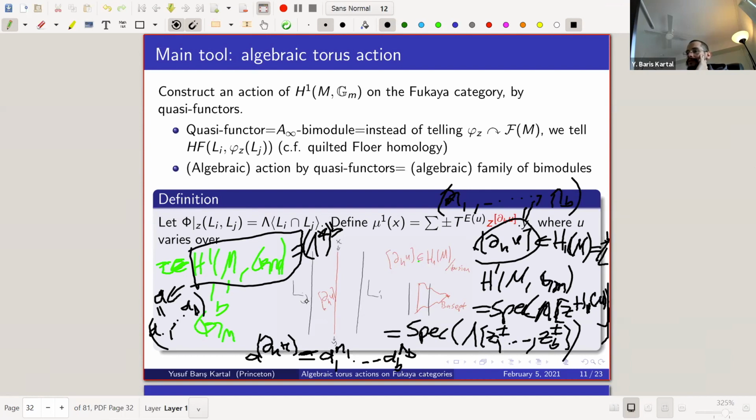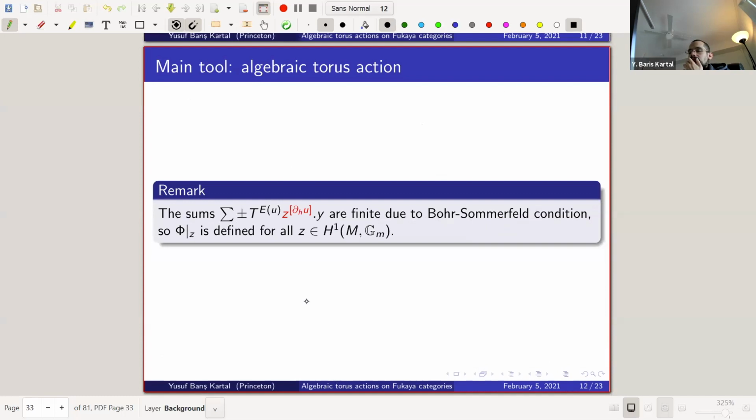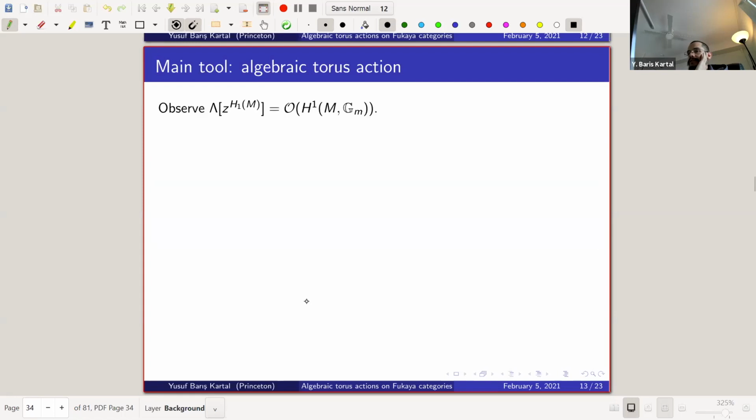So this is how we would define the family Floer homology as well. And I'm going to tell how to make this more geometric before getting into families. The sums are finite because of the Bohr-Sommerfeld condition, so this is well defined. If Z was a unitary element, with coefficients in U lambda, then you would have this automatically. But for instance, Z equals T to the something, where T is the Novikov parameter, we don't necessarily have this. But since the sums are finite, you have this.